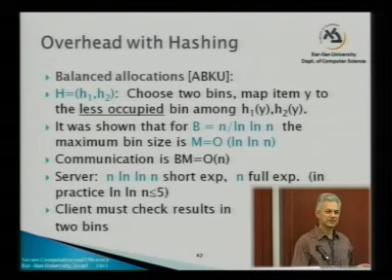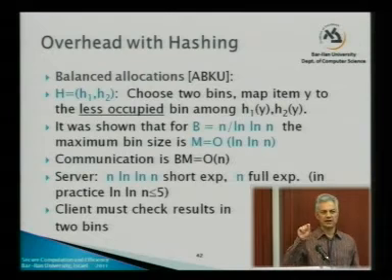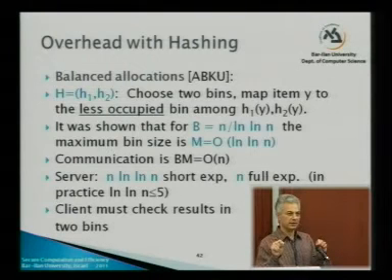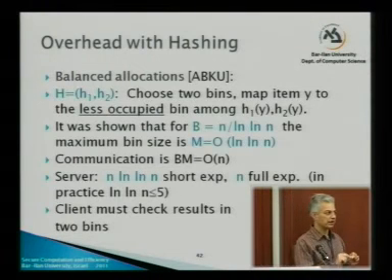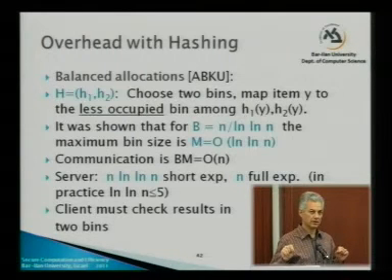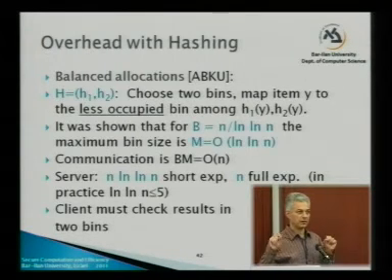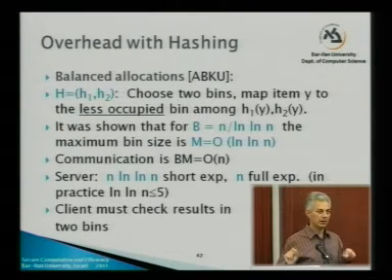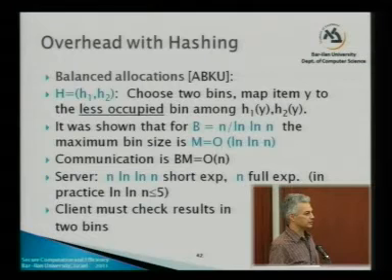What's a little bad here is that the client now doesn't have to check a result only in one bin, but in two bins, because every item might be in two bins. Also, the server doesn't have to evaluate a single polynomial for every item, but two polynomials. So instead of a single polynomial of degree log n, it has to evaluate two polynomials of degree log log n. But asymptotically, this looks very nice.